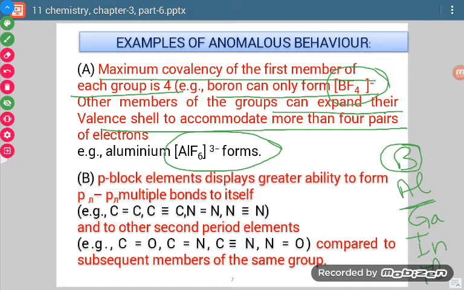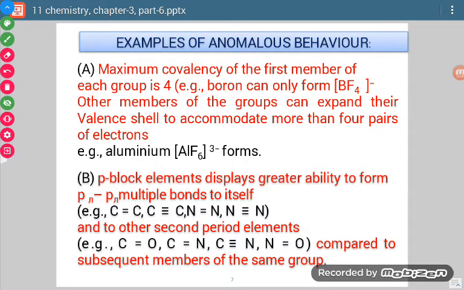Now let us take one more example. P block elements form multiple bonds, p pi multiple bonds. They form them in two ways: with atoms of the same element as well as atoms of other elements. Here we can see multiple bonds formed between similar atoms. Carbon double bond carbon, carbon triple bond carbon, the atoms are the same. Nitrogen double bond nitrogen, nitrogen triple bond nitrogen. So this is the capability of p block elements.